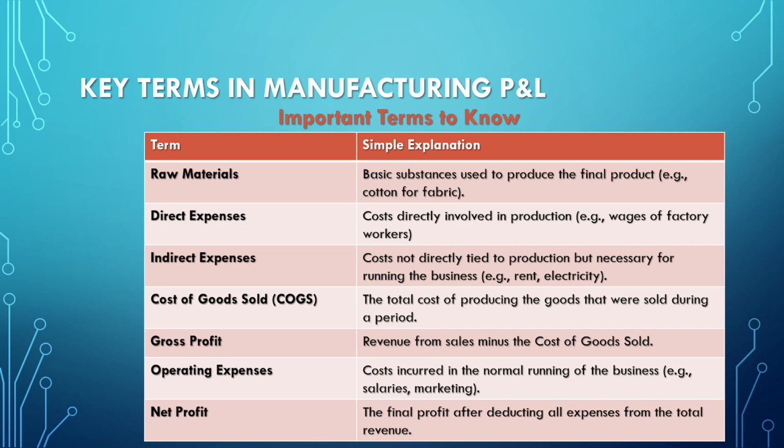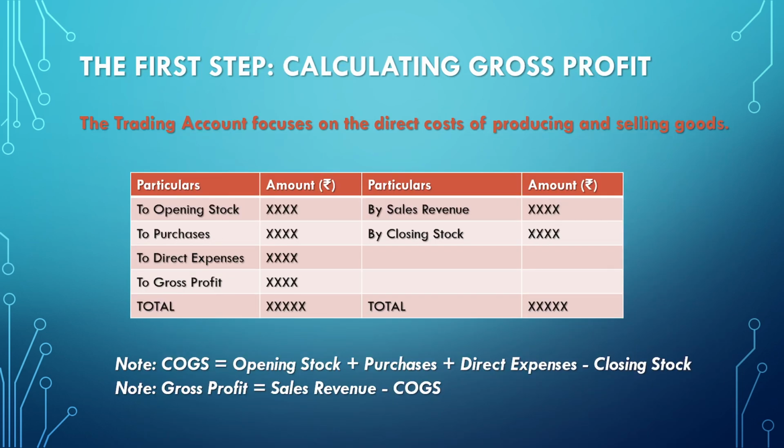Okay, now let's actually look at the first part of the financial statement, which is called the trading account. Now this account helps us figure out the gross profit. It basically takes into account all the direct costs associated with producing and selling the goods.